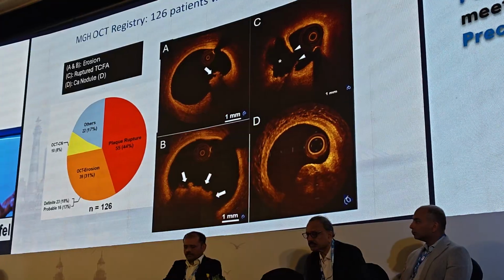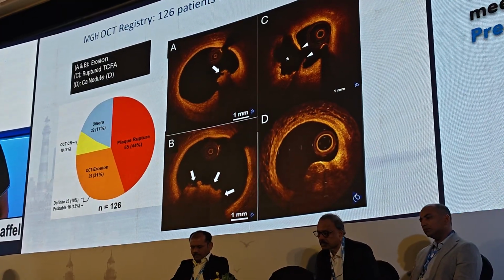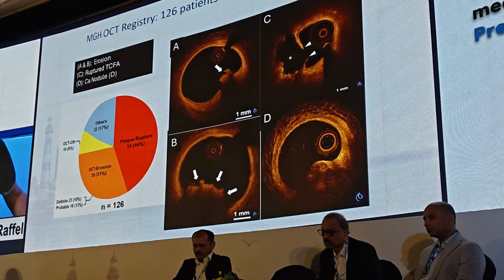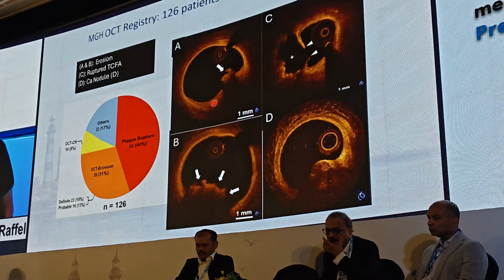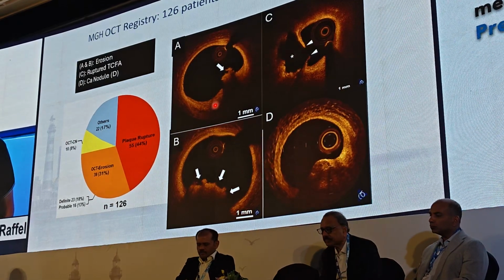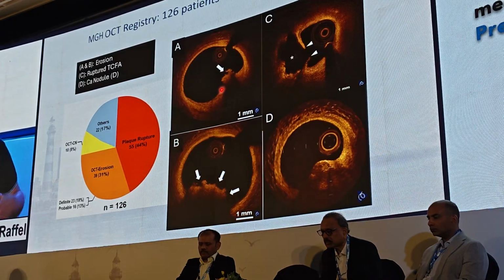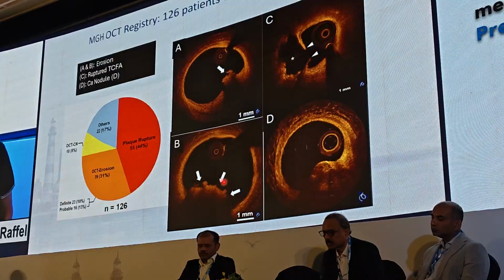And we have also now seen from large registries, and the MGH registry was one of the largest, what happens when you actually get an acute coronary syndrome. Here we have two examples of plaque erosion, where the surface isn't disrupted in this fibroatheroma, but you get thrombus on top of the surface. And if you image these in about a month's time, you get a nicely healed plaque with no surface disruption.